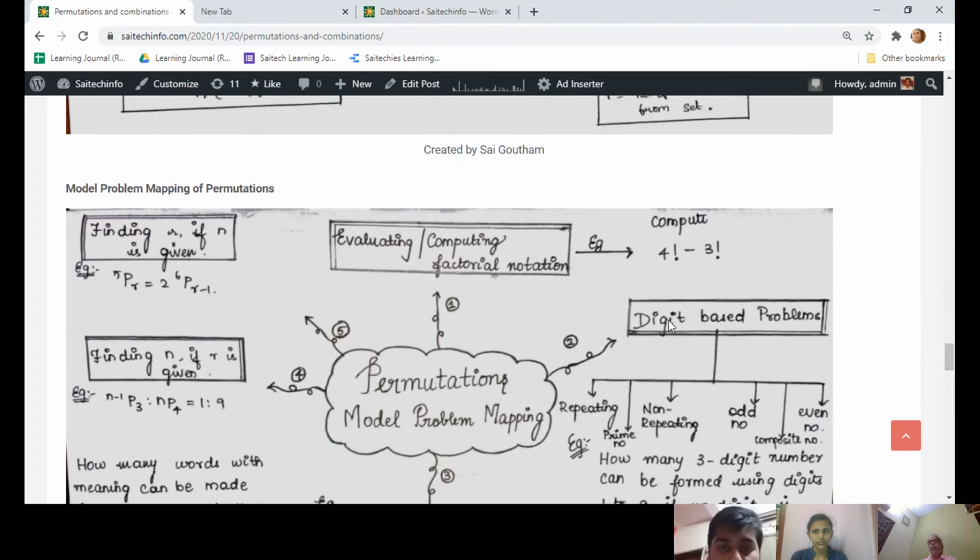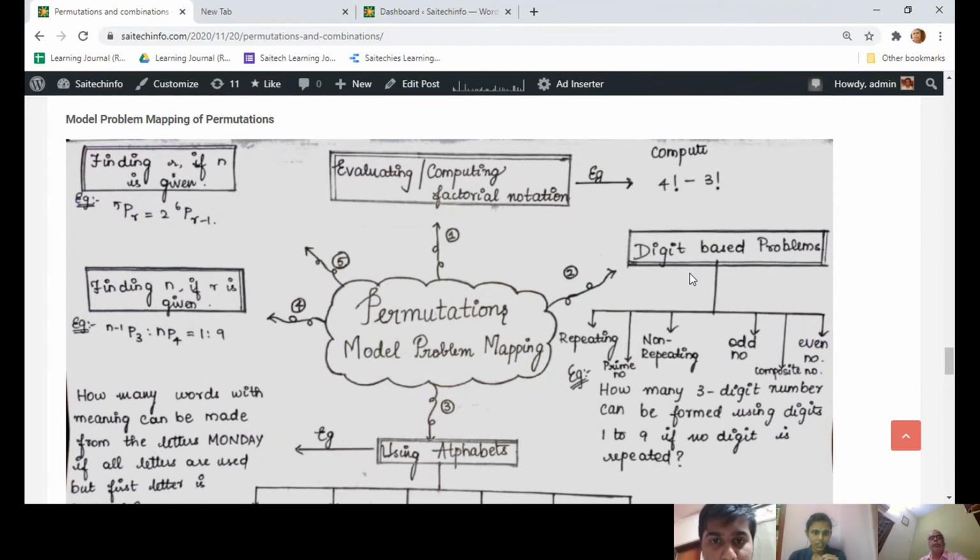Now I invite Darshini to present the model problem mapping in permutation-based problems. First of all, please explain what model problem mapping is. Over to Darshini. So good evening all, I am Darshini.